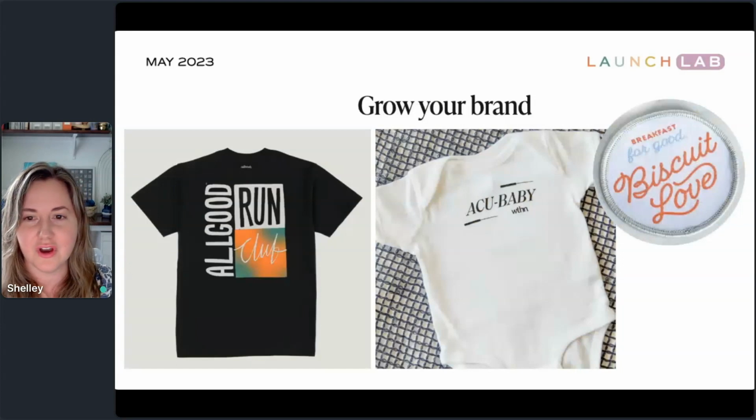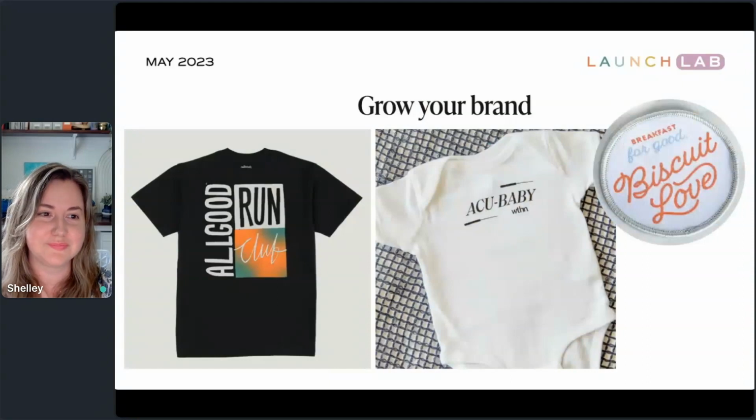So first we have from Allbirds on the left. That's a t-shirt. Allbirds is a sneaker company, and this is a great example of a different type of product that can grow your brand because it's something that people are going to wear, and it says All Good Run Club. So this is definitely fostering a sense of community as well. It's kind of doing double duty here because it's something people could talk about and share about, and it's making them part of the brand by being able to be literally part of the club.